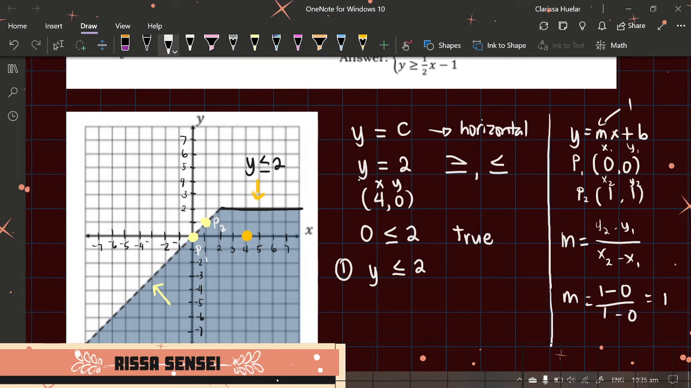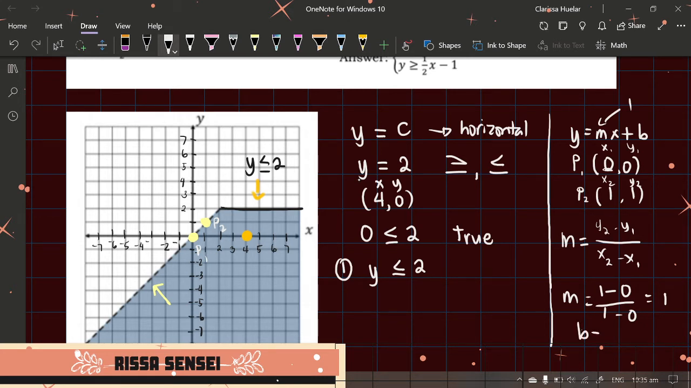Next, ano naman yung y-intercept? Yung y-intercept, sabi, that is the value of y when x is 0. So, meron na tayong point na ganun, di ba? Again, the value of y when x is 0. Since x is 0 here, ano yung value ng y? Ang value ng y natin ay 0.